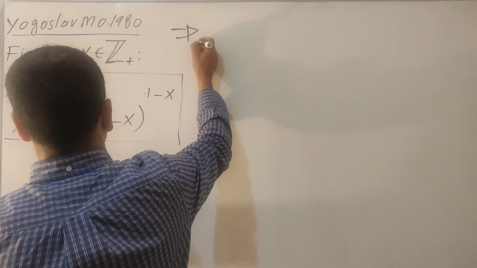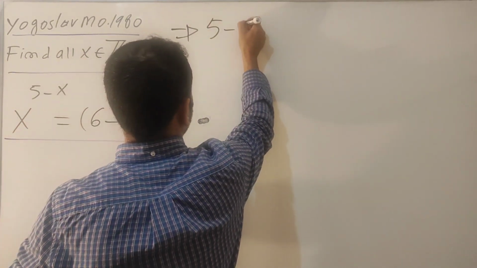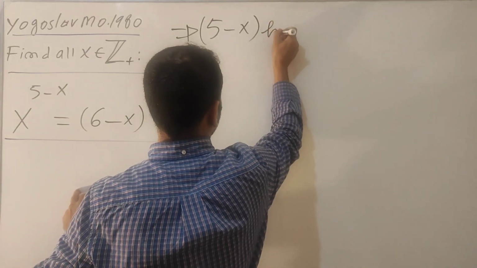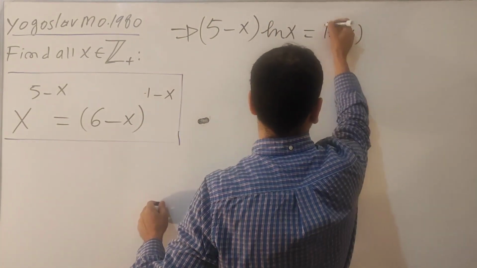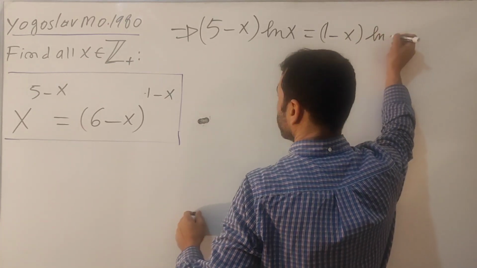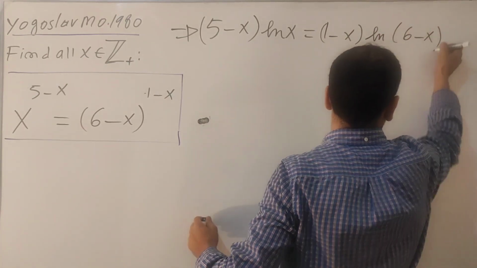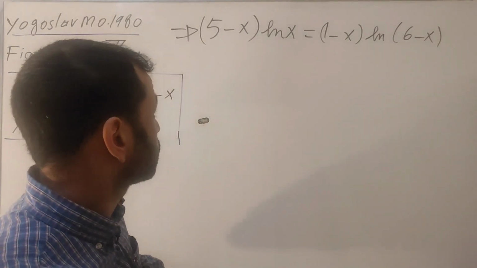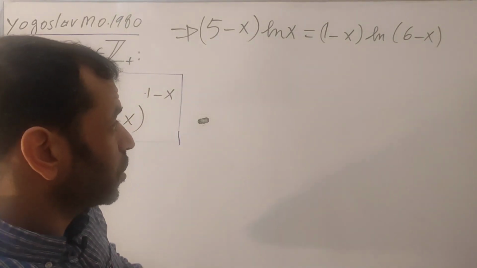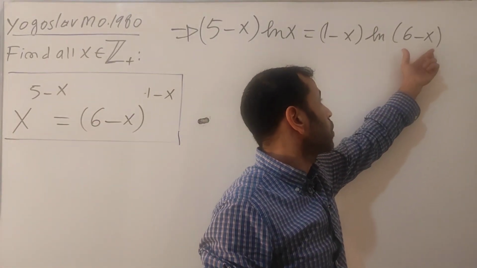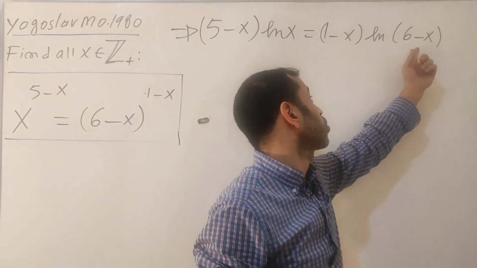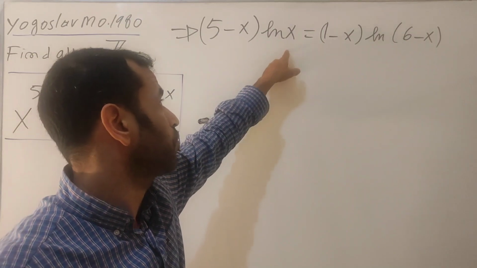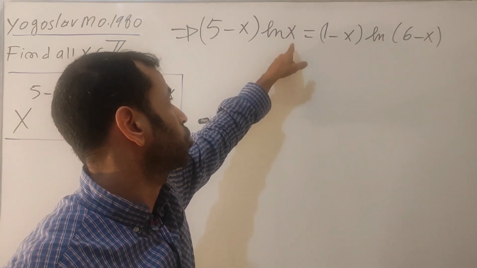I get 5 minus x multiplied by the natural log of x equals 1 minus x multiplied by the natural log of 6 minus x, by the natural log rules. Now it's very clear that 6 minus x must be strictly greater than 0 because it is inside the natural log. Also x must be strictly greater than 0.